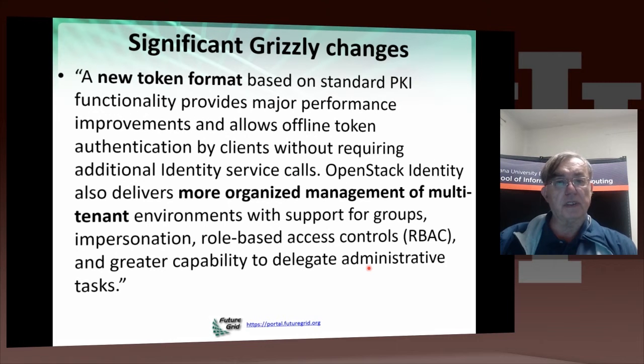All right, so if we look at Grizzly, I already pointed out that Grizzly has a new token format based on standard PKI functionality. This gives it better performance and allows offline token authentication by clients, and it allows one to support multi-tenant environments with groups and role-based access control. These are important changes, which are not new to the field, but they're new to OpenStack, and they allow us to give people a more conventional security, authentication and authorization environment.